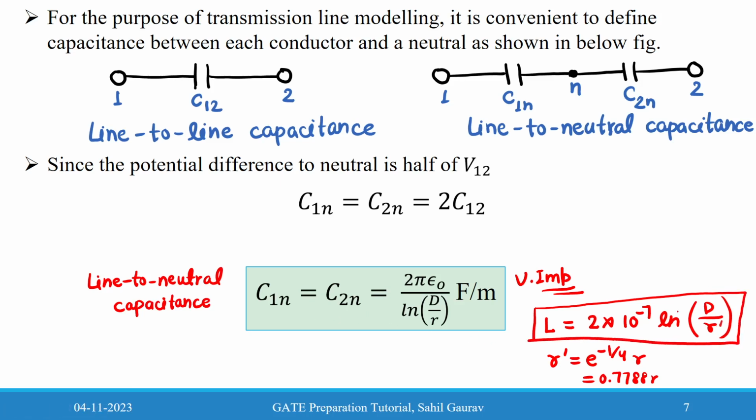So the only major difference is that inside the ln term we are using R dash, but in the capacitance calculation we are not using R dash, because the electric field inside the conductor is zero, but the flux linkage inside the conductor is not zero. That's why this extra term is coming, e to the power minus 1 divided by 4. Correct? This is very important and one of the favorite questions asked during the viva voce examination.